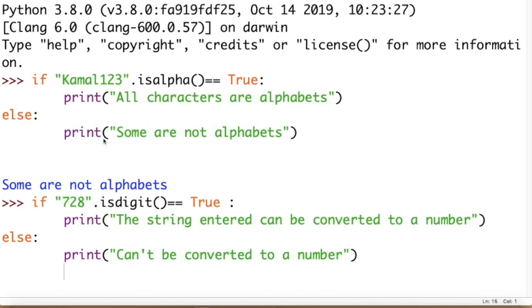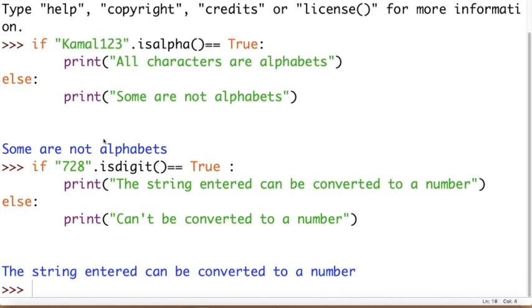We have a string having 728 as characters and we are applying the isDigit function on it. So the output is the string entered can be converted to a number. Since we have no alphabets in this particular string, all are digits, so isDigit returns true in this case, and hence the if part is executed, and the else part is omitted. And hence, the string entered can be converted to a number is the required output.